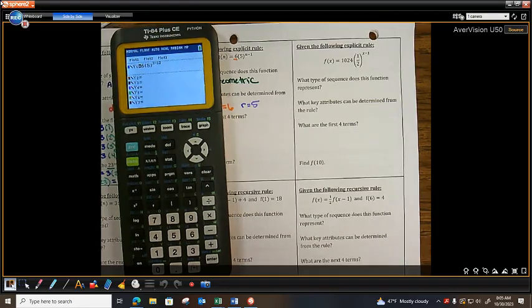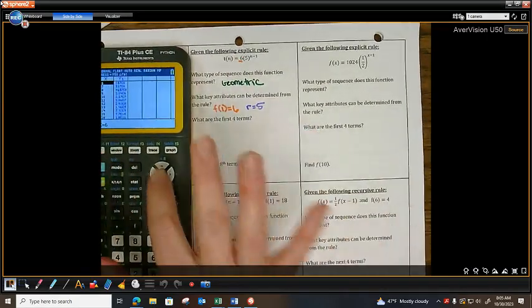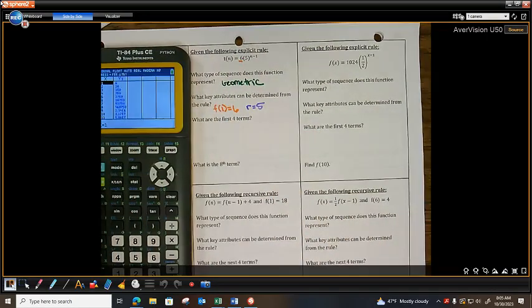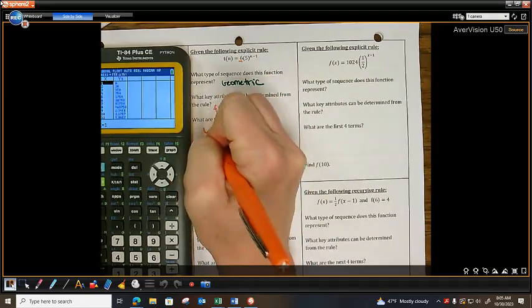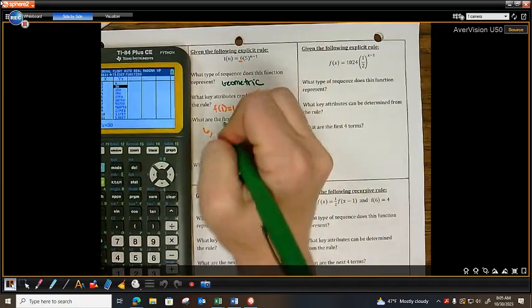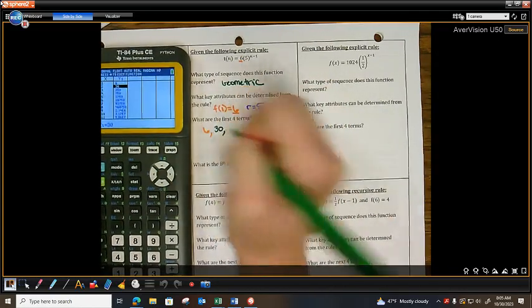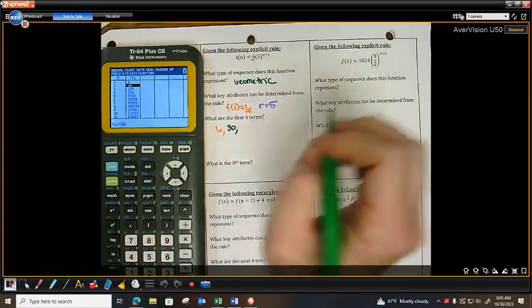6 parentheses 5 raised to the x minus 1 power. If it's asking for the first 4 terms, I'm going to start at 1. What's my first term? Well, it already told me in the formula. So 6, and then what comes next? My second term is 30. When we're looking at our table on our calculator, are we looking at our x's or our y's? Y's.